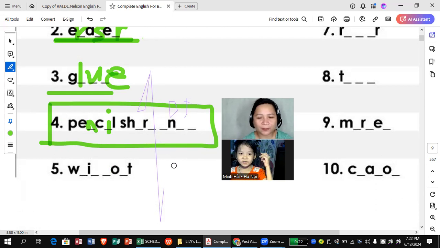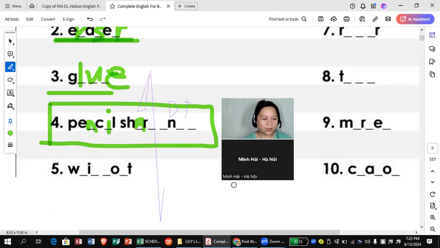How to spell the sharpener? S, H, A, R. What's next? Okay. No, we're not yet done. Come on, so that we can finish this, and then next time we will read a story. Okay?